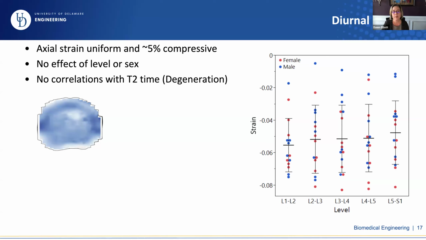And not shown here, but there was no correlation with the T2 time as a measure of degeneration, although you wouldn't expect that with this relatively young population. So that wasn't a conclusive finding, wasn't designed to identify degeneration.